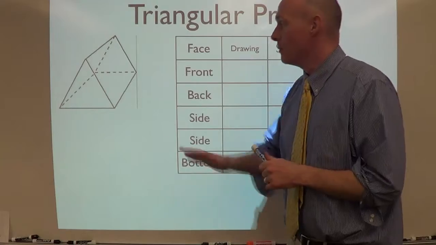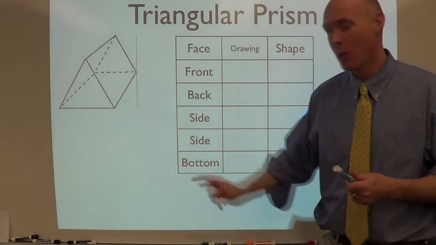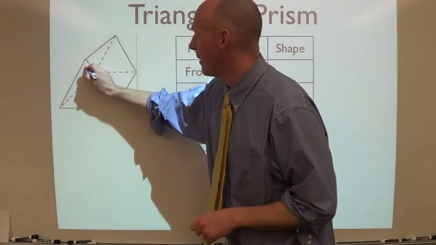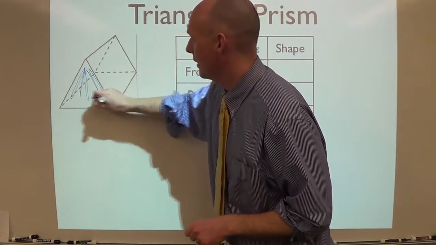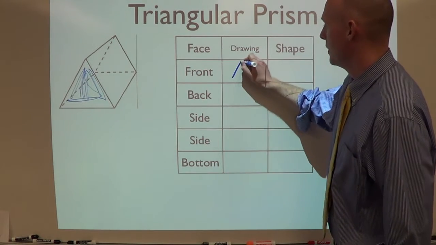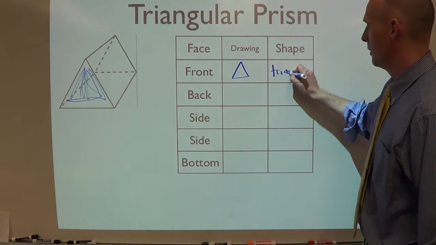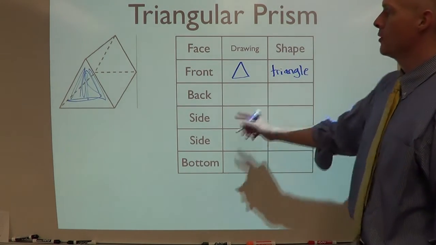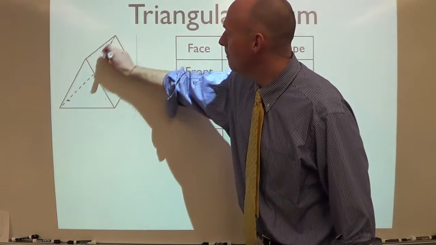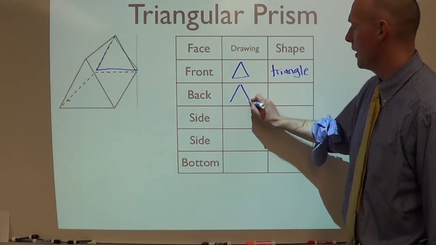So first what we have to do is, looking at this, I want to break down the different shapes that we see when we look at a triangular prism. For example, when I say the front, I'm talking about this area right here. That's the front. So what's the shape? It's a triangle. Okay, so we know that the front of this is a triangle. So let's look at the back, and the back is that section right there. So again, let's do the drawing, which is a triangle.